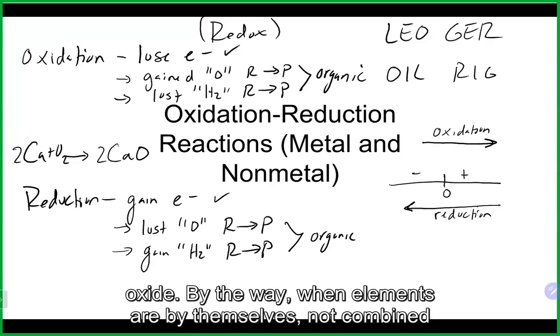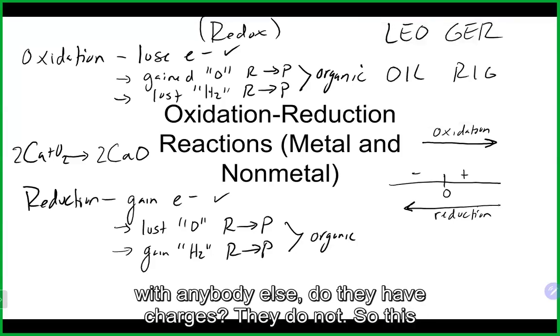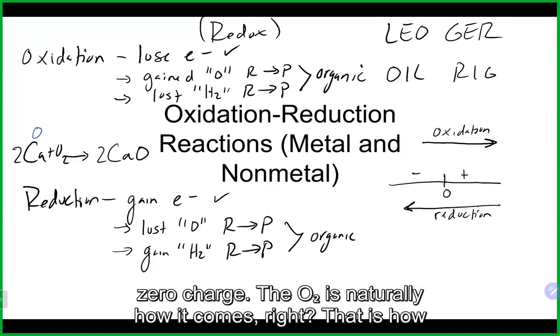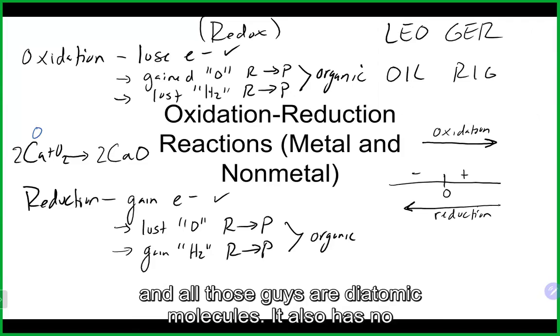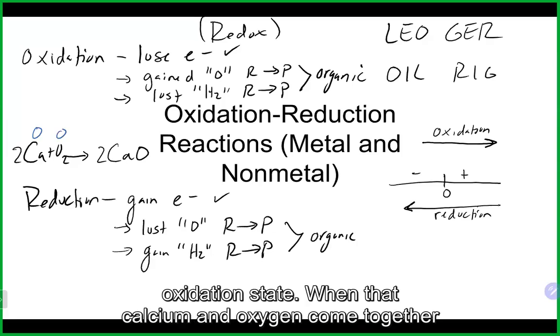By the way, when elements are by themselves, not combined with anybody else, do they have charges? They do not. So this calcium over here has really no oxidation state, or a zero charge. The O2 is naturally how it comes, right? That is how you find oxygen, just like how you would find hydrogen, H2, N2, and all those guys. They're diatomic molecules. It also has no charge, basically, or a zero oxidation state.